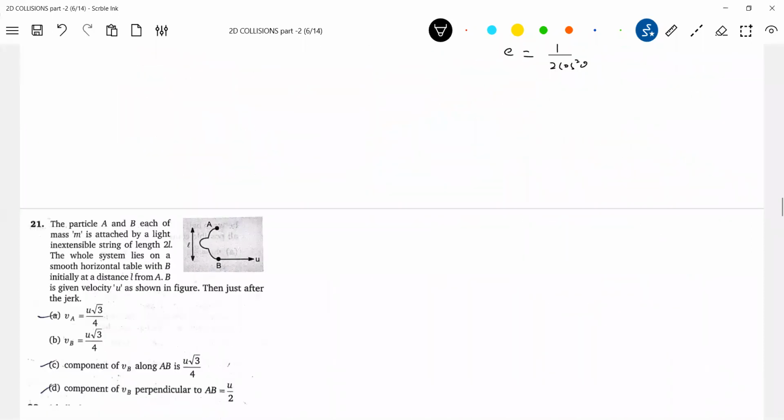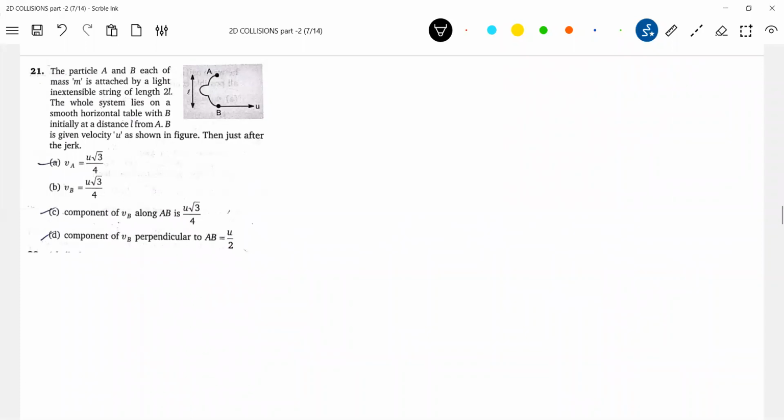Let's take the next one. Yeah, so some impulse ideas I'll introduce. Read the question. Tomorrow we'll discuss a few more application problems on two-dimensional. Let me introduce the impulse ideas also. Now there are two particles A and B, each having mass m.